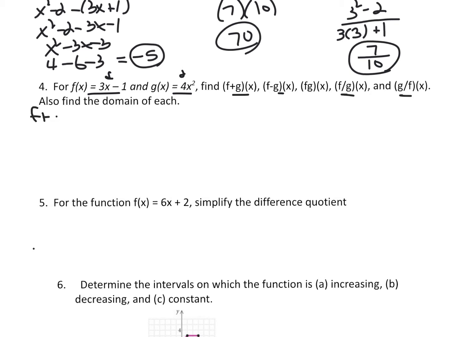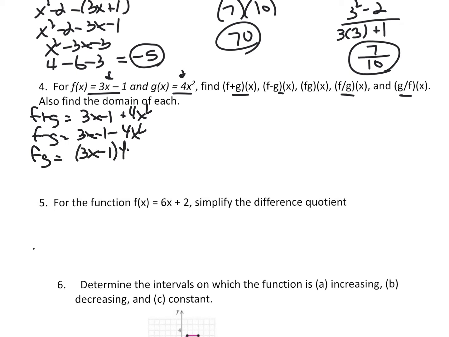If you do f plus g of x, you're just going to add 3x minus 1 plus 4x squared. That's all there is to it. F minus g, I'm going to do 3x minus 1 minus 4x squared. Minus sign didn't show up. There it is. F times g of x, I'm just going to distribute right here. I guess I can show you 3x minus 1 times 4x squared and work that out. I'll get 12x cubed minus 4x squared.